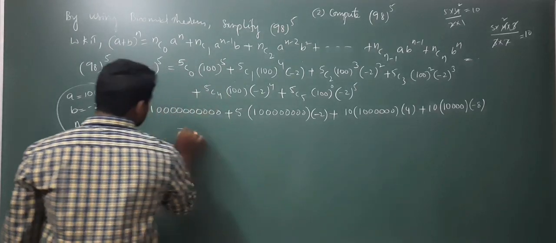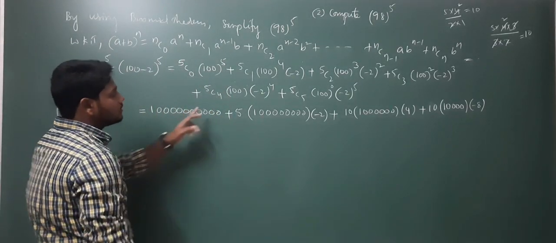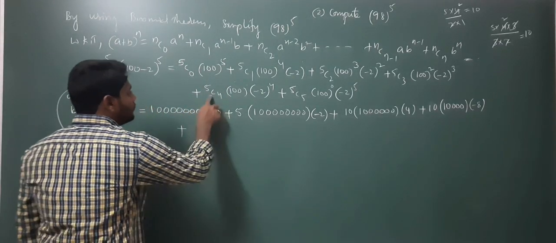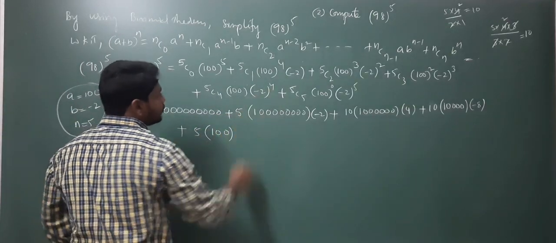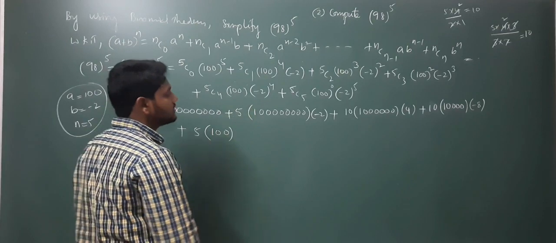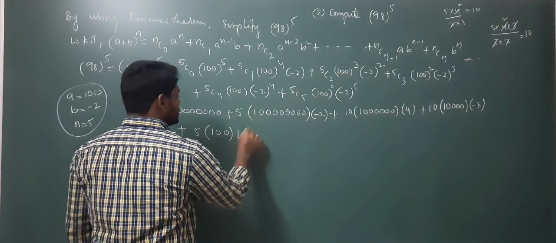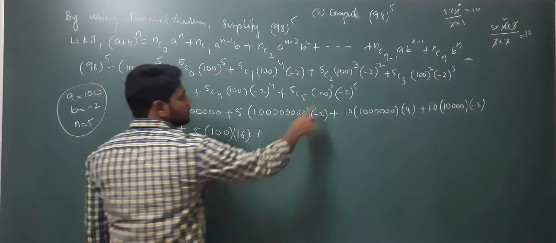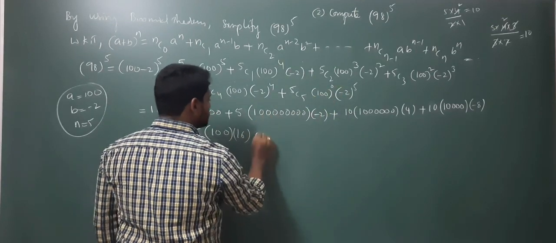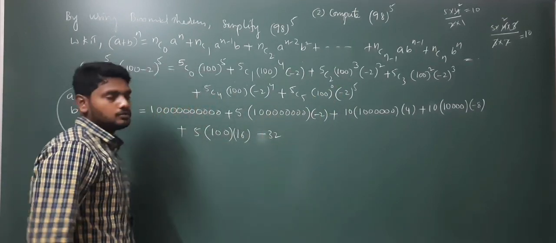Next plus 5C4. 5C4 is also equal to 5C1, which is equal to 5. So 5 into 100 into (minus 2) whole power 4. So 2 power 4 is 16. So this is 16. Next plus 5C5 value is 1. 1 into minus 2 power 5 is minus 32.